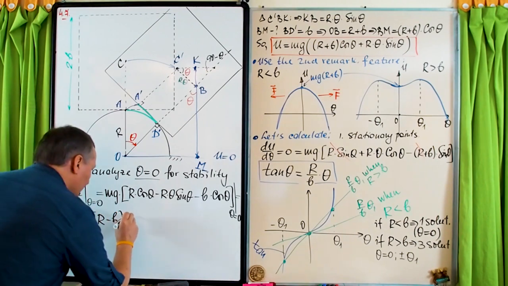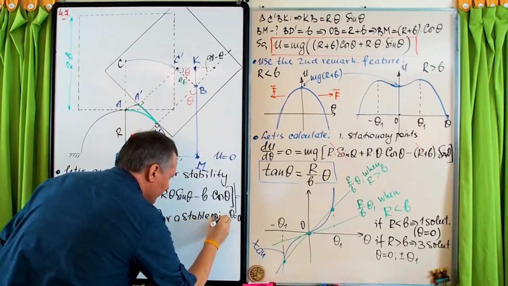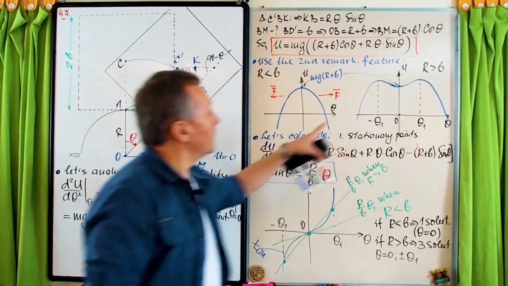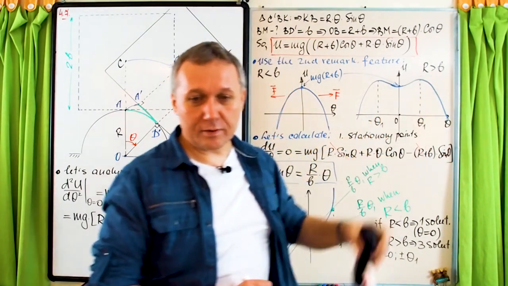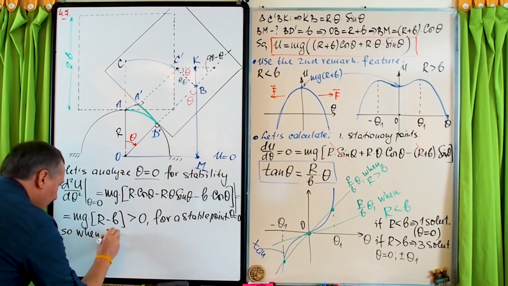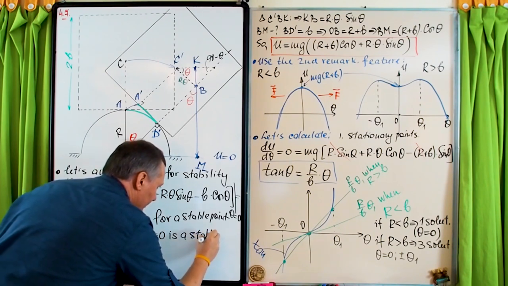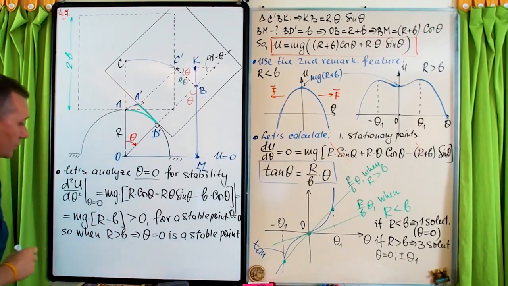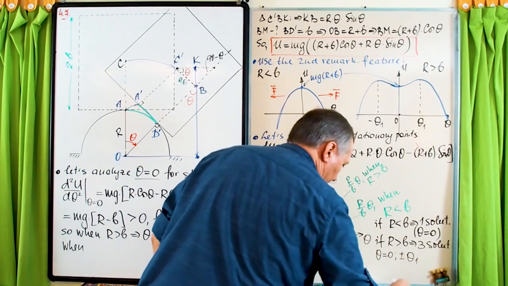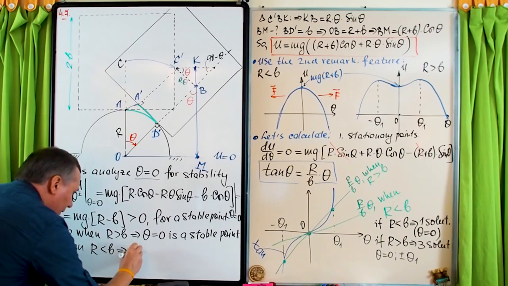So it's positive for a stable equilibrium. As a result, when R is larger than B, theta equals zero is a stable point, a stable equilibrium, right? So when R is larger than B, then theta equals zero is a stable point. And of course, the opposite situation is also true, obviously. And if R is less than B, then of course, theta equals zero is unstable.